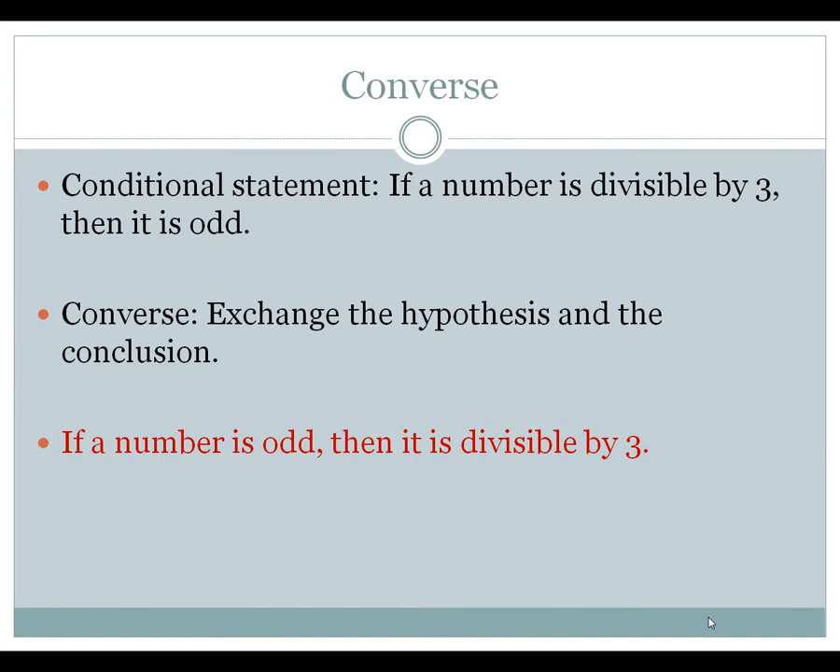So a converse. A converse just simply exchanges the hypothesis and the conclusion. So if I take the conditional statement, if a number is divisible by 3, then it is odd, all I'm doing is switching the part that follows the if and the part that follows the then. So our converse of this statement would be if a number is odd, then it is divisible by 3. So just exchange it. Not much to it, just switch it.